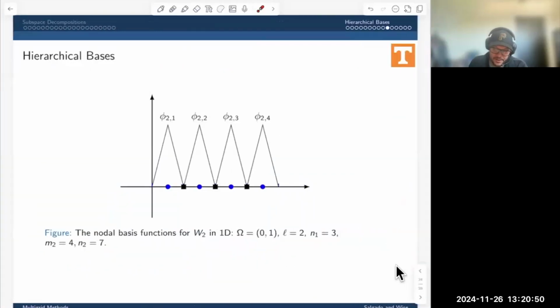And this is a nice rendering of exactly that. Okay, so we have 4 basis functions, 2,1, 2,2, 2,3, 2,4, for the case where n2 is equal to 7 and n1 is equal to 3. So remember we said that m2 is equal to n2 minus n1, and that's precisely 4 in this case.